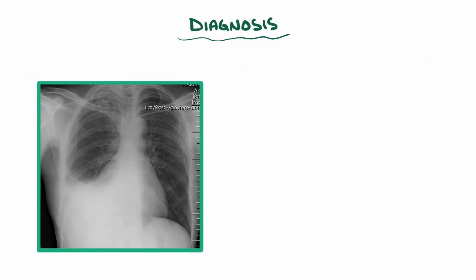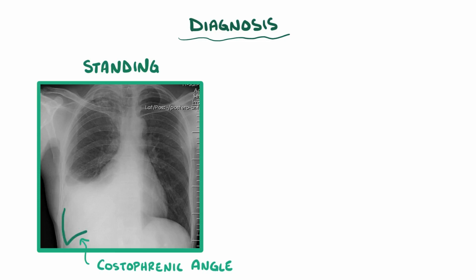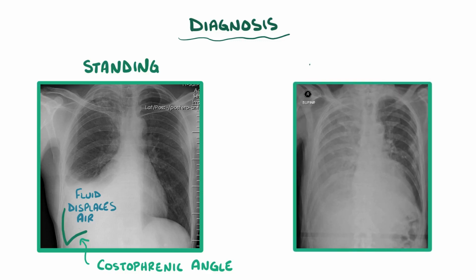On an X-ray taken of someone standing upright, the pleural effusion fluid can settle into the costophrenic angle, which is where the diaphragm meets the chest wall, and cause blurring of the angle as fluid displaces the air that's usually there. On an X-ray taken of someone lying down, gravity will cause the freely mobile pleural effusion to settle along the chest wall, creating a layering effect.